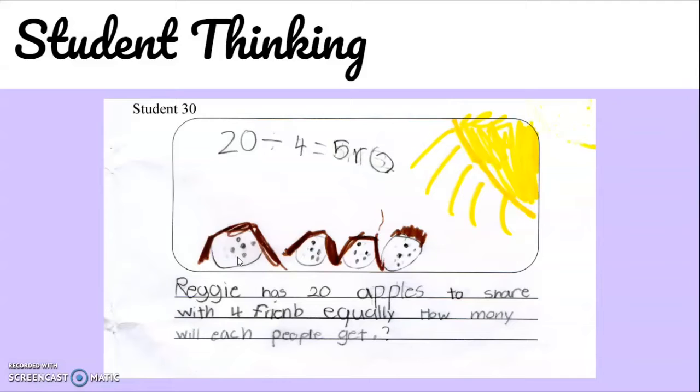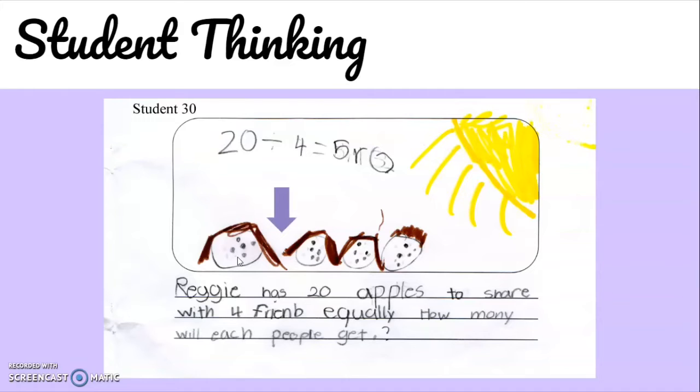Here's an example of a student demonstrating their ability to solve a division equation. They start by setting up the word problem into an equation with the total number of apples acting as the dividend and the number of friends as the divisor.